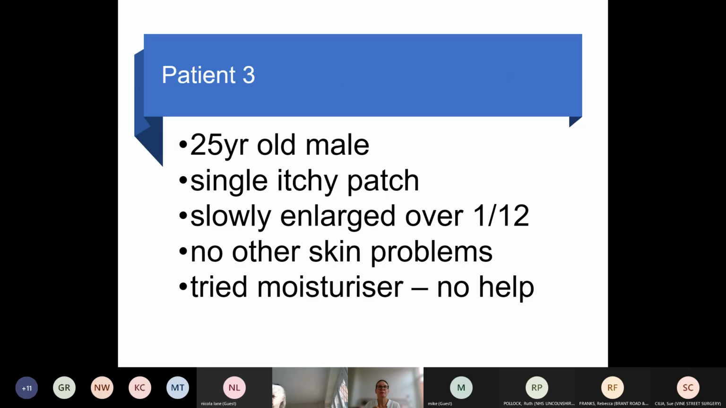And then there are lots of treatments, secondary care, which we can use if those aren't working. So we'll move on to patient 3. So this one, we've got a 25-year-old male who's got just one itchy patch, got slowly bigger over the last months, not had any other skin problems, tried a bit of moisturizer, no better. Do you want any other answers to any other questions?